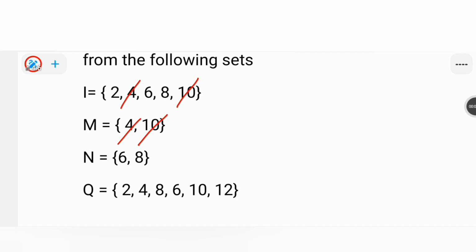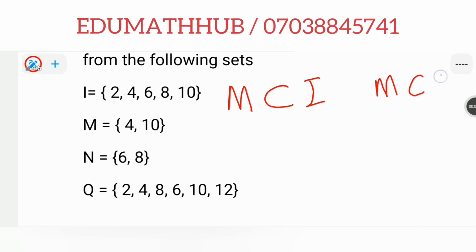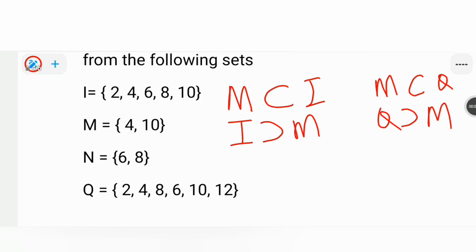Q also contains 4, 4 and 10. So that means M is a child of both I and Q. So you can write it like this. You can say M is a child, that means a subset of I. M is also a subset of Q. Since this is true, then that means I is the father of M. I is the father of M. Q is the father of M.